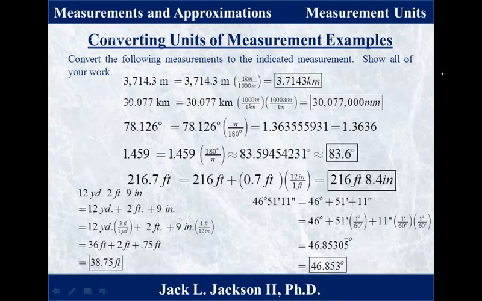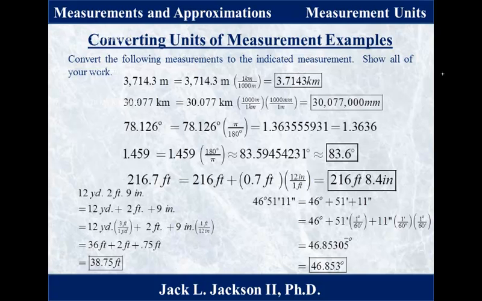Alright, here's some more examples. Suppose we want to take 3,714.3 meters to kilometers. 1 kilometer is 1,000 meters. If we put the 1 kilometer on the top, 1,000 meters on the bottom, we see the meters cancel. We're dividing by 1,000, which moves the decimal 3 places to the left. So that's 3.7143 kilometers.